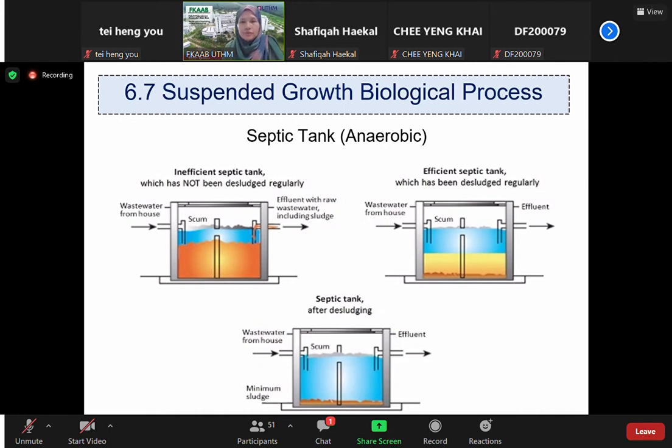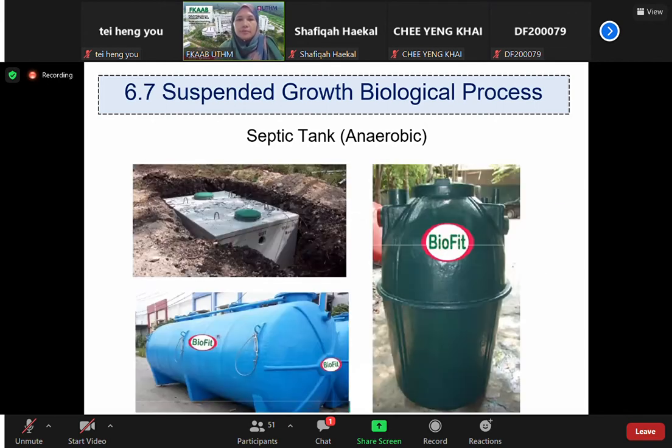Ini is very efficient. Okay, you can see the color is within the level where the effluent, yang warna biru ni lah, will go, treated effluent will be released to the environment. Okay, so these are the photos of the septic tank after the desludging. Okay, very minimum sludge. So you can see the wastewater here and it's ready to be released to the environment. Okay, examples of the septic tank, kalau kat Malaysia tak ada macam ni.